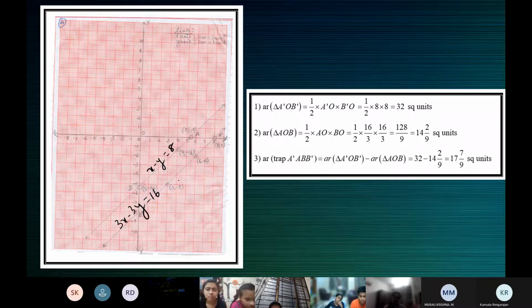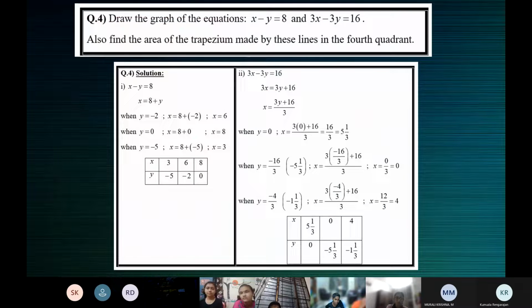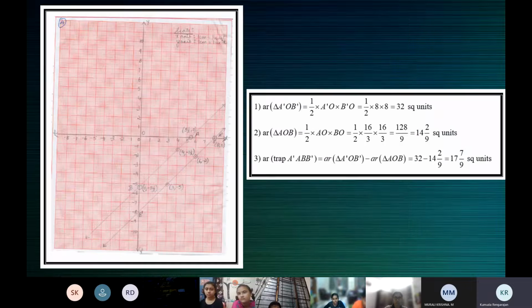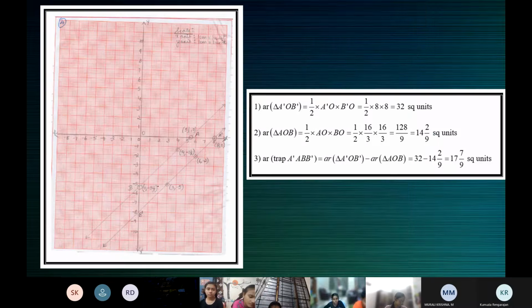Isn't the line at the top 3x minus 3y equal to 16? Really? Okay, one minute. Let me check. x minus y is equal to 8 cuts the x-axis at 8, 0. Oh, yes, correct. You're right, Ananya. Yes, x minus y is equal to 8 is this one. And this one is 3x minus 3y is equal to 16. So, thank you, Ananya.